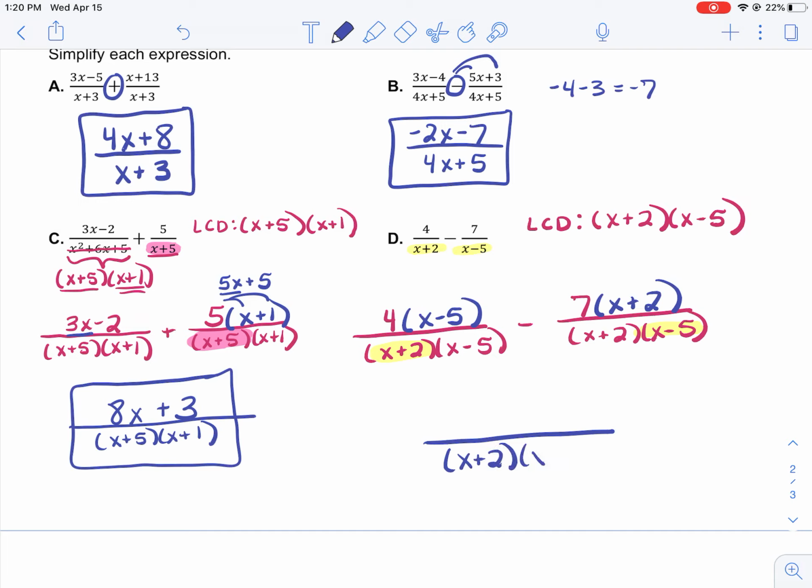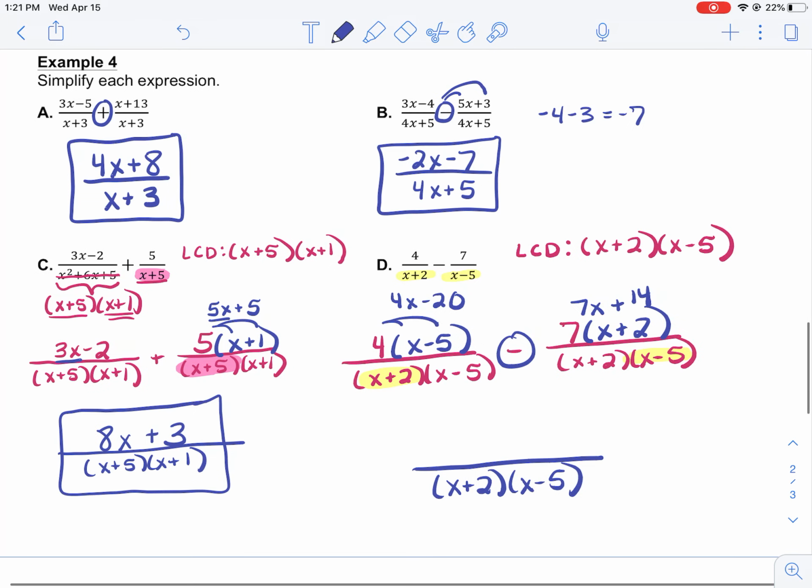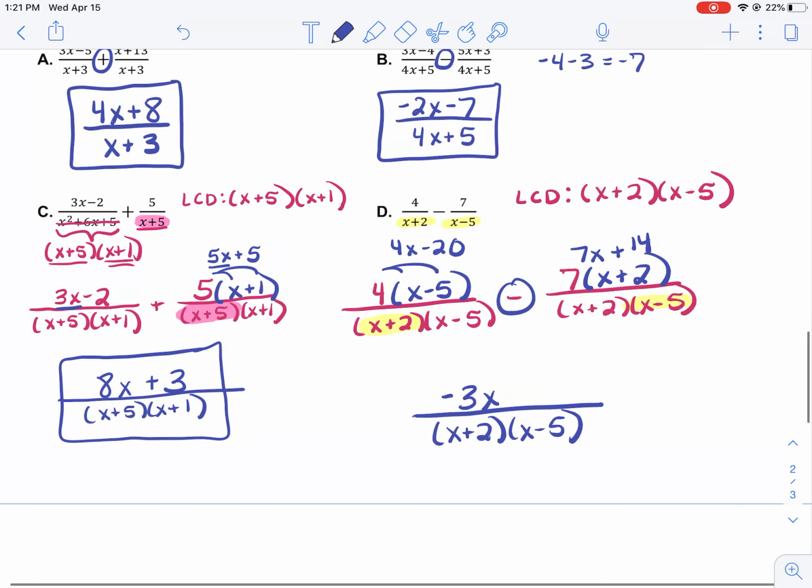My denominator is going to be (x plus 2) times (x minus 5). Before I can actually combine, I need to distribute the top. So I get 4x minus 20. And then over here I get 7x plus 14. And I've got to subtract. So 4x minus 7x is negative 3x. And then negative 20 minus 14 is going to be minus 34.